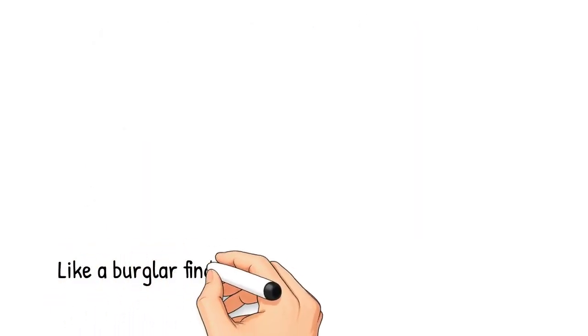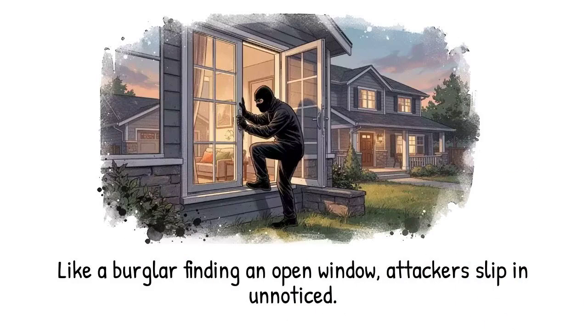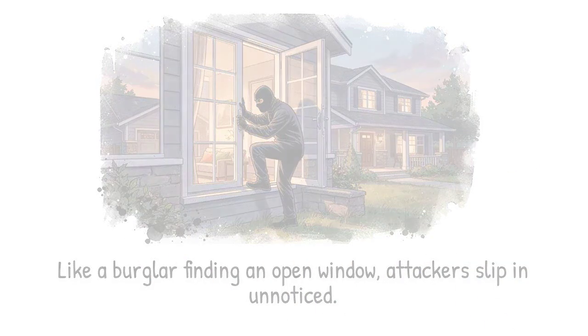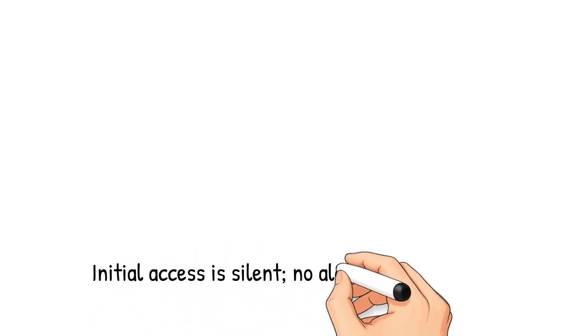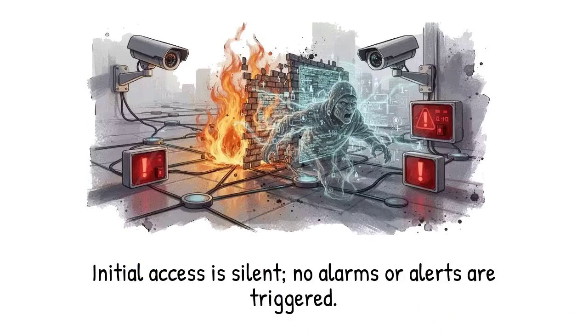To visualize this, imagine the burglar finding a window that wasn't locked properly. They quietly slide it open and step inside. The house is now compromised, even if the homeowner has no idea. In the digital world, initial access is often silent. No alarms go off. No alerts are triggered. The attacker is inside, and the real attack begins.